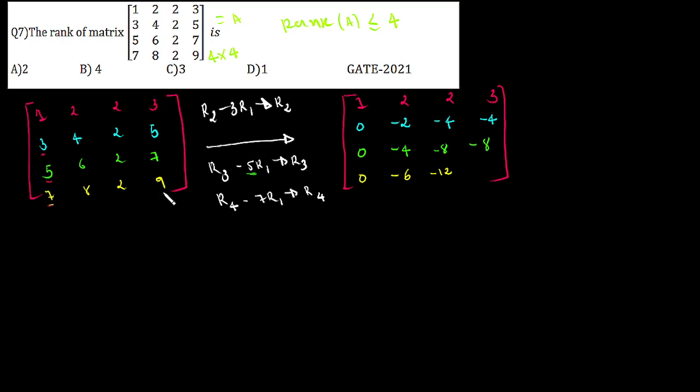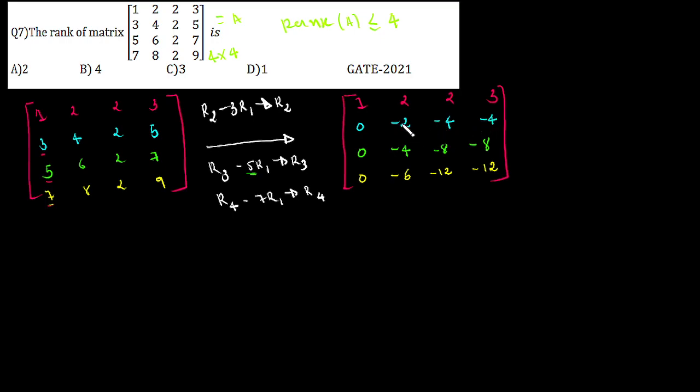We have already plus 9, so again negative 12 is there. So now you can easily see here this third row and fourth row is nothing but twice as much as the second row for this third row, and this last row is 3 times this second row.